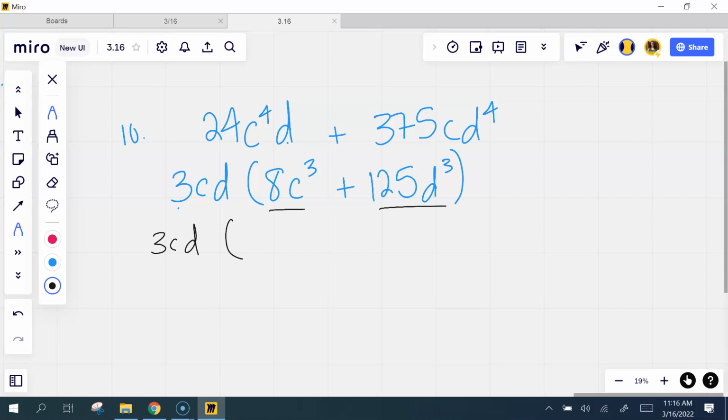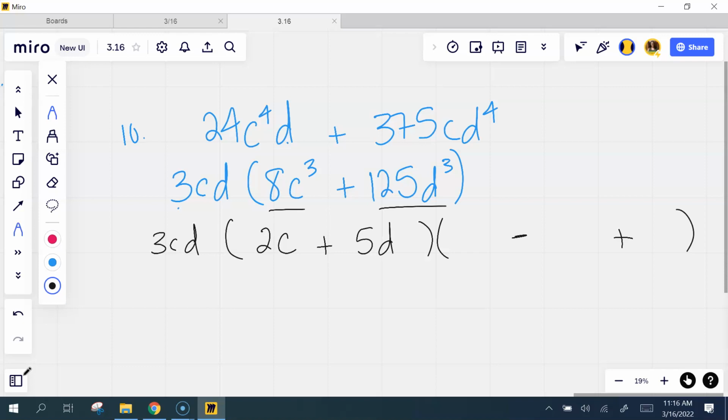Set up your parentheses first, little and then big. What do my signs inside here look like? Plus, minus, plus. As long as they're both perfect cubes, you always do same change plus. What times itself 3 times gives you 8C cubed? 2C. What times itself 3 times gives you 125D cubed? 5D.